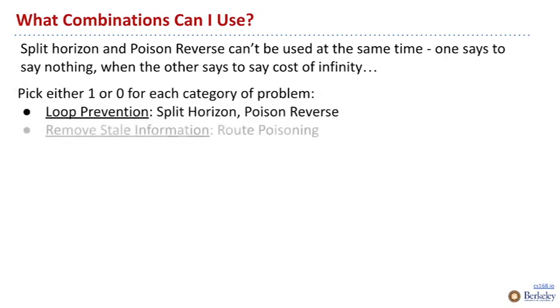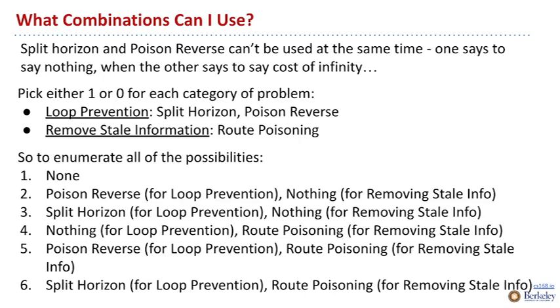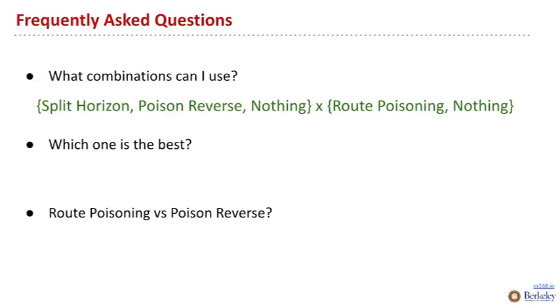And so your options are, for these two classes of problems, pick one of these solutions or none. To be really precise or pedantic, these are all the options you have, where you pick either split horizon, poison reverse, or nothing, and route poisoning, or nothing. You don't need to write these down. You don't need to memorize them. This is just to point out these are the combinations that are possible. To put it succinctly, something from that set on the left crossed with something from that set on the right.